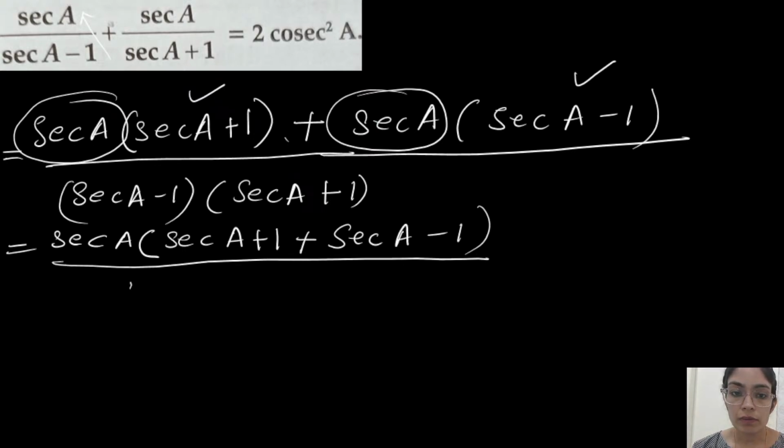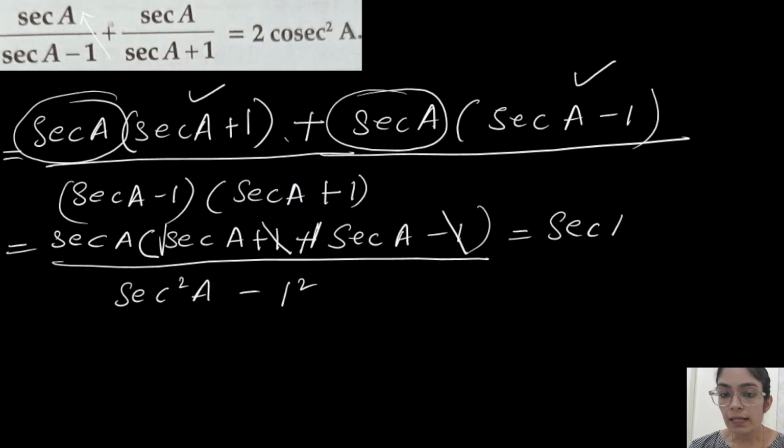Then here we will apply the identity A square minus B square. A is secant A, B is 1. So A minus B into A plus B is A square minus B square. Let's simplify this. Inside the bracket, plus 1 and minus 1 will get cancelled. So basically we are left with secant plus secant, which will become 2 secant. So 1 secant A is outside the bracket, and inside we will get 2 secant A.